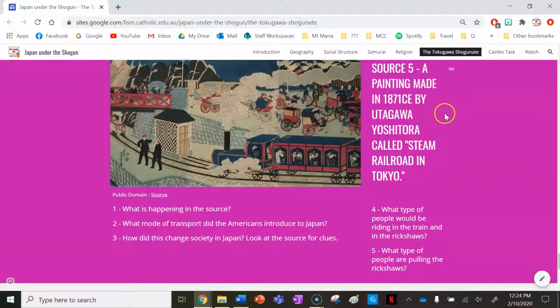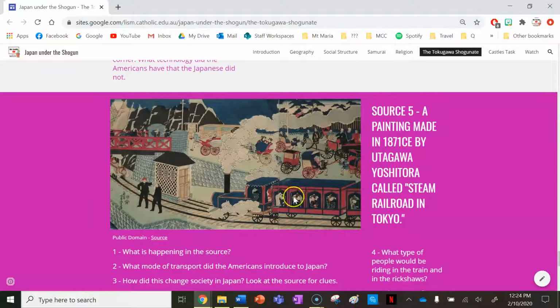Source 5, a painting made in 1871 CE by Yutagawa Yoshitora called Steam Railroad in Tokyo. Number 1, what is happening in the source? What's actually happening in this painting here? Number 2, what mode of transport did the Americans introduce to Japan? That's a pretty easy one. Number 3, how did this change society in Japan? Look at the source for clues.